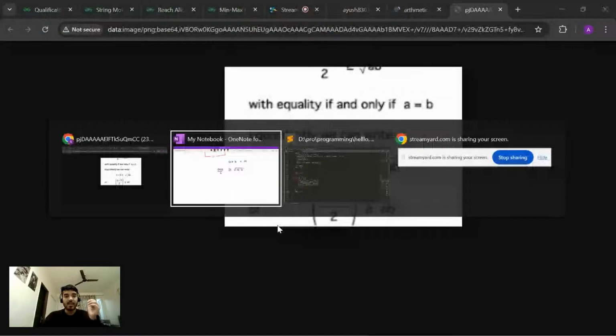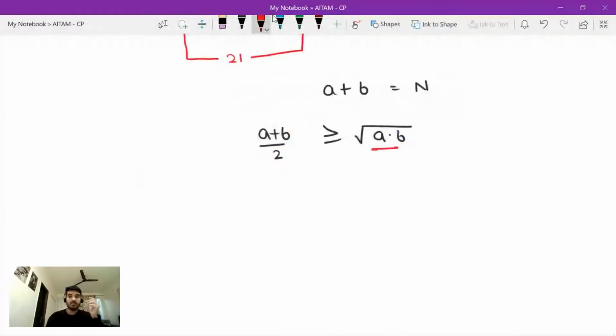So here I can write it this way. This value is always less than or equal to the arithmetic mean. In which case can it achieve the maximum value? It achieves the maximum value when it equals the arithmetic mean. So when a and b are both the same, if a equals b, then this is nothing but 2a.